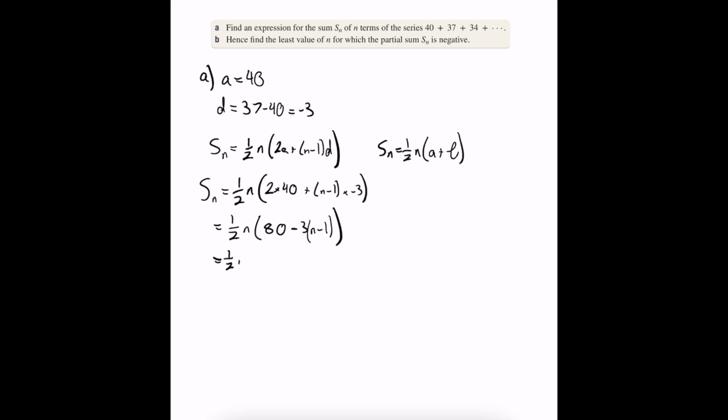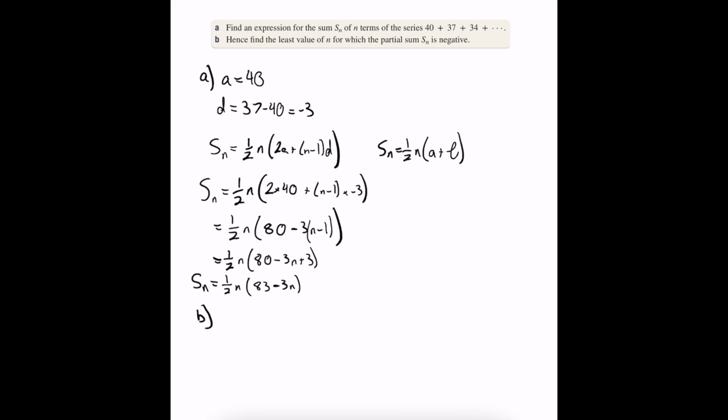And we can keep going. And keep going. And I think we'll just leave it there. And that's going to be Sn.